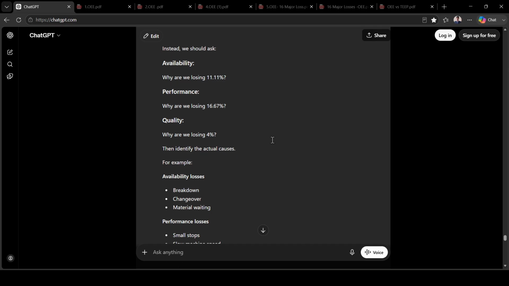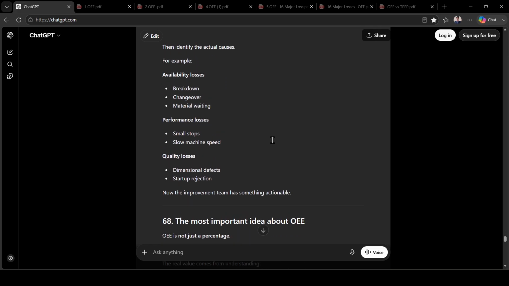For example, availability losses: breakdown, changeover, material waiting. Performance losses: small stops, slow machine speed. Quality losses: dimension defects, startup rejects. Now the improvement team has something actionable.